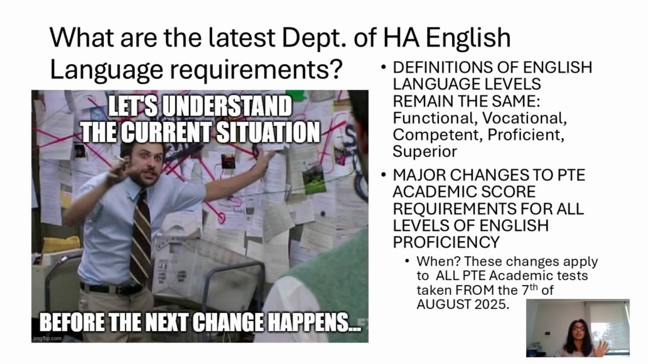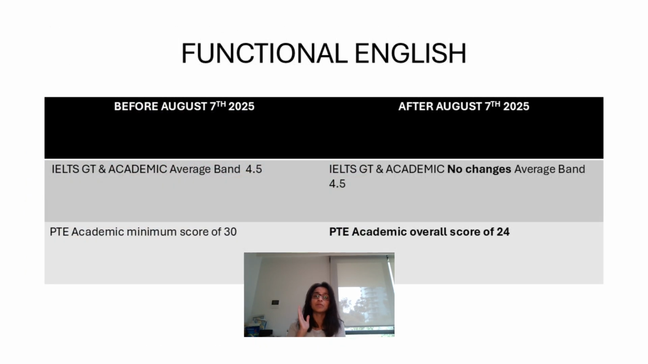Okay, so let's start off with the lowest level of English, which is basically entry level. You can string a few words together and have a quick chat with somebody. Functional English. Now you will notice that I will always highlight IELTS first because IELTS is the most widely accepted. Before and after August, in general, there have been no changes. So for functional English, the average band score was 4.5. No changes after August the 7th. It's still average band 4.5.